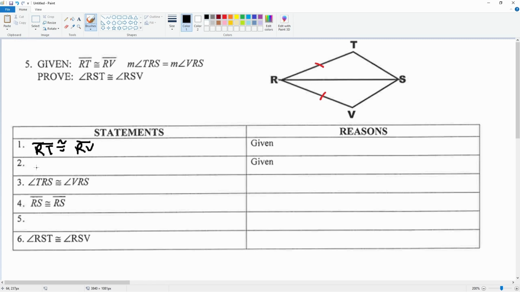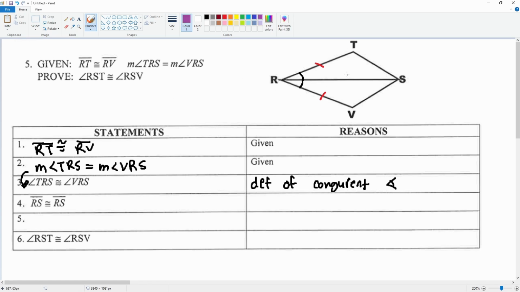The measure of angle TRS is equal to the measure of angle VRS. You can't mark it until you get here. This is the congruency. So this is the definition of congruent angles, right? TRS, which is this angle, is equal to VRS, right?